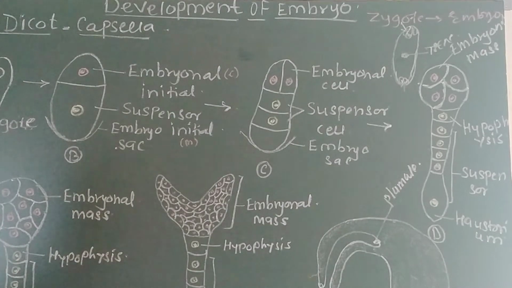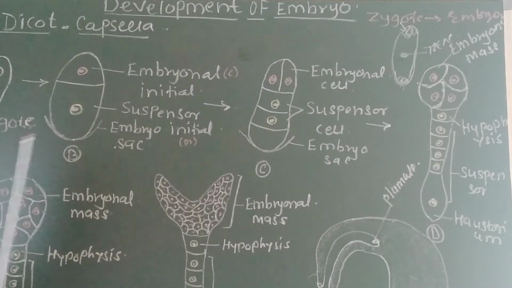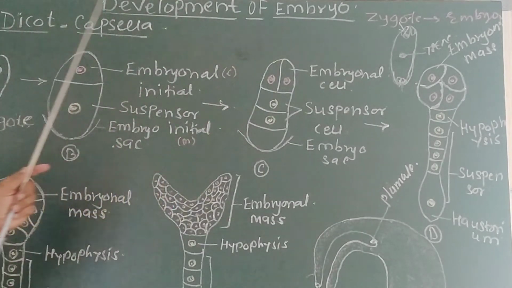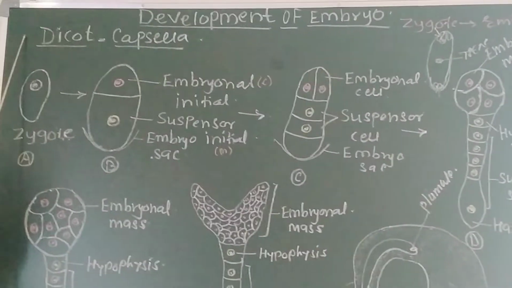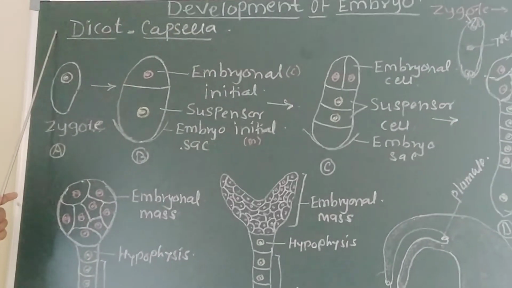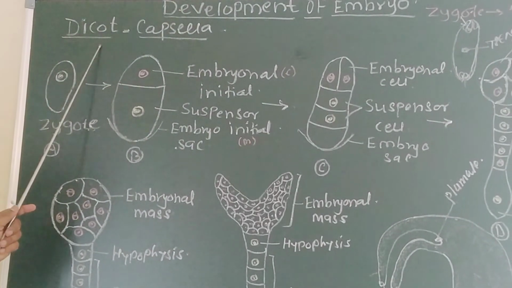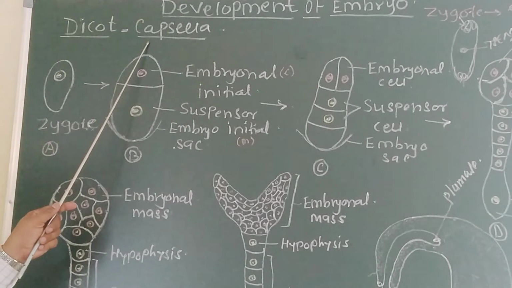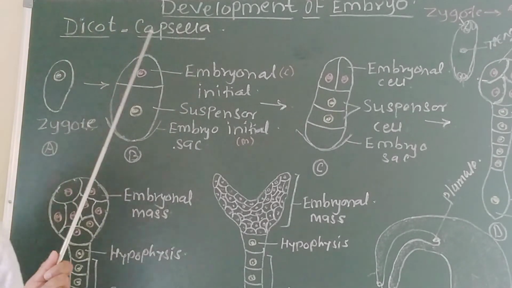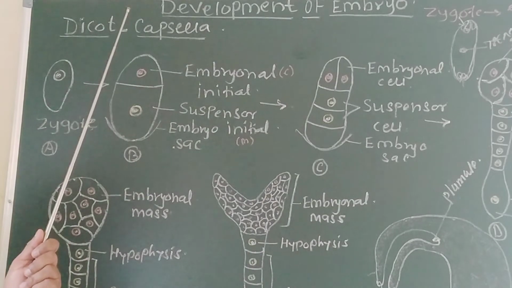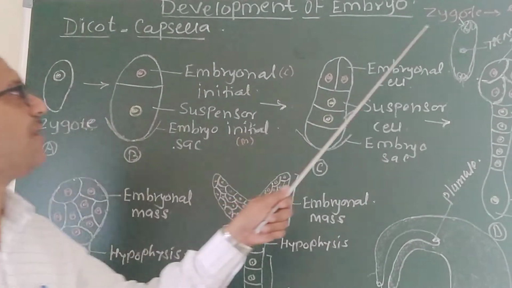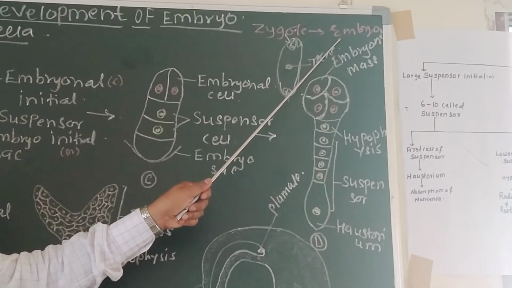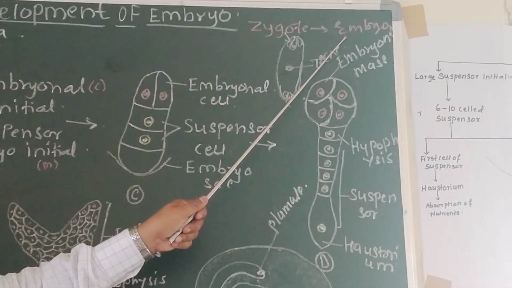Welcome to this session. Today we are going to study the development of the embryo. We will first study the development of the embryo in a dicot, for example Capsella. The process of development of the zygote into the embryo is called embryogenesis.